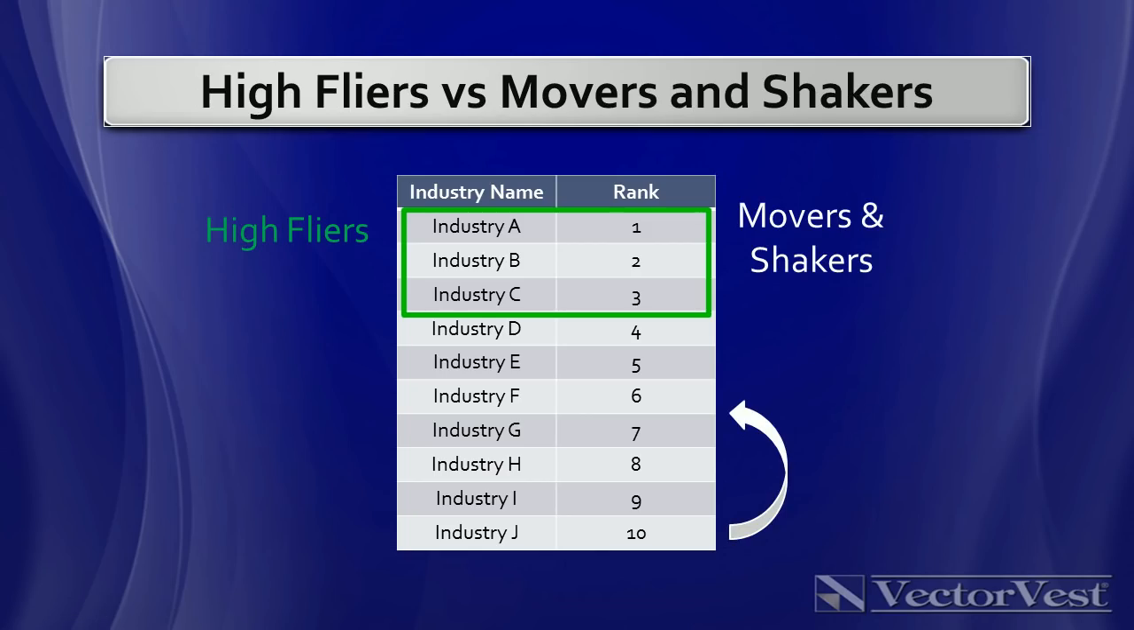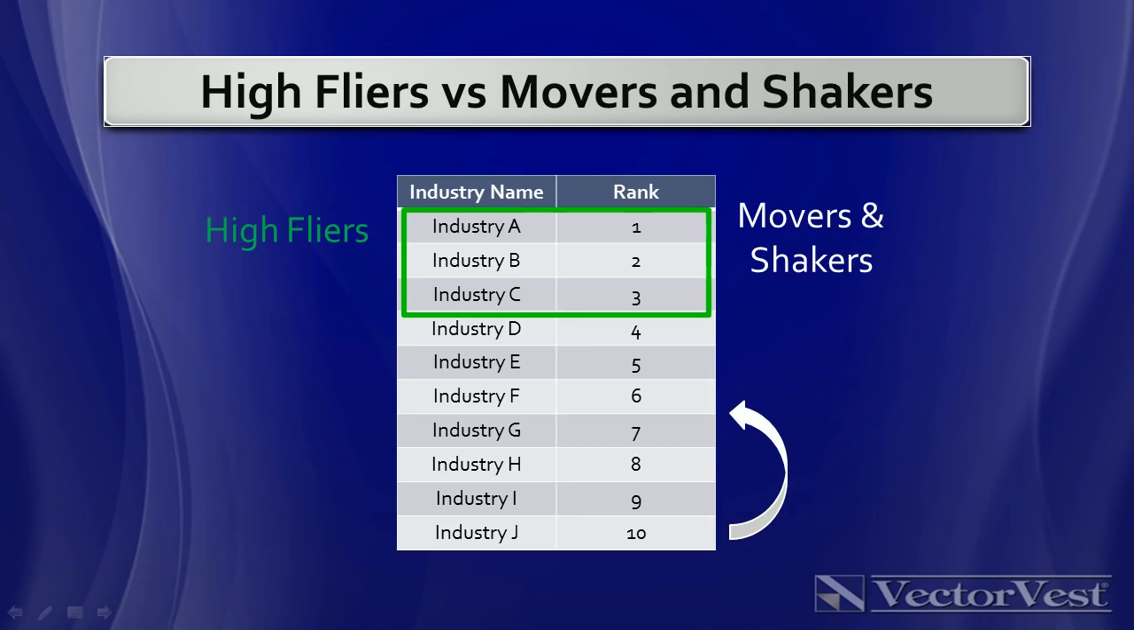And I'd like to remind you at this point that if the industry is moving up in rank, its rank number is actually moving lower in value. So, for example, if I wanted to find industries that were in the top 10 by rank, I would look for a rank value less than 10.